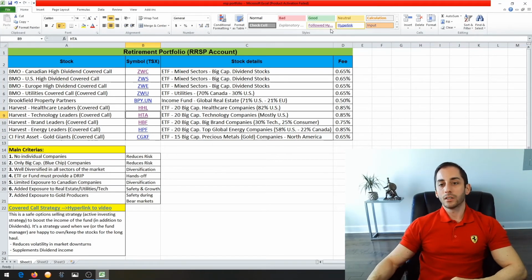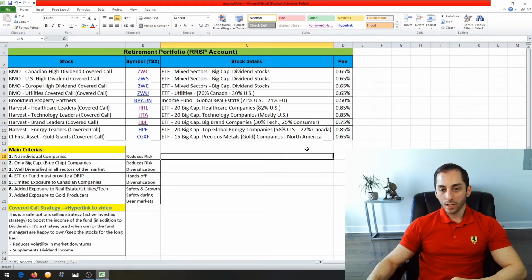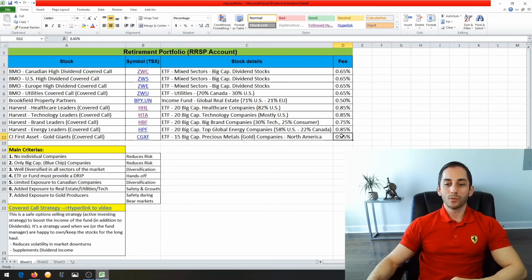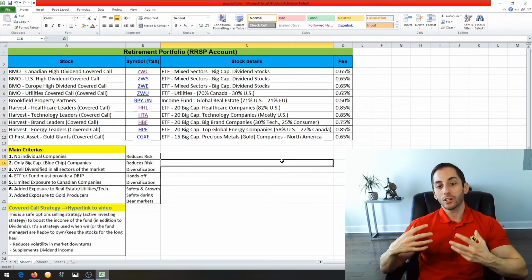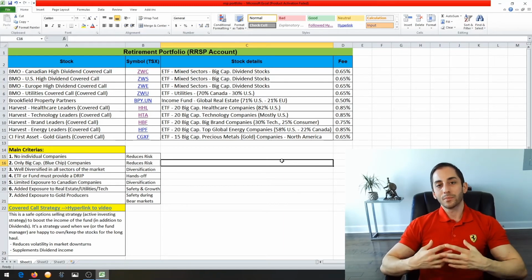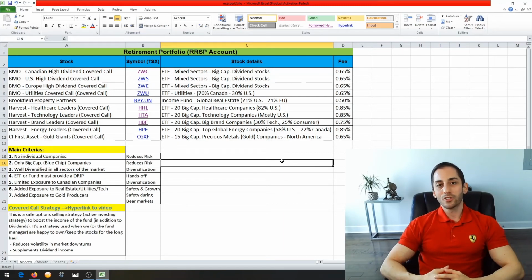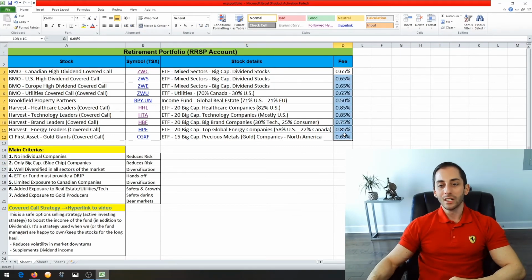Keep in mind here in column D in the Excel file, I put the annual management fees. These are the annual management fee that the fund manager charges for the fund. You might be asking, why are they a bit higher than normal ETFs? Well, the answer is because they use the covered call strategy. So you're getting a lot more money, except to get that money, the fund manager has to put in a bit more work, and that's why the fee is a bit higher. But as you can see, much less than your typical mutual fund, which is about 2%.